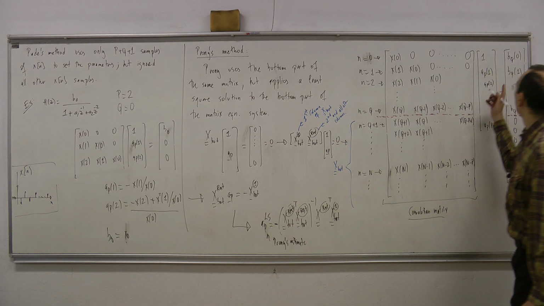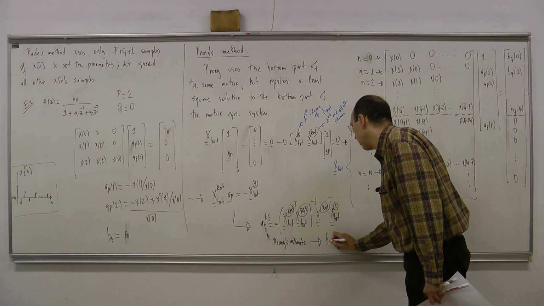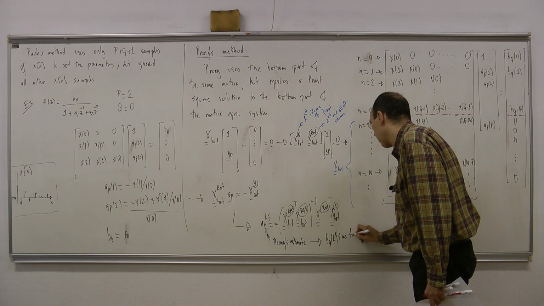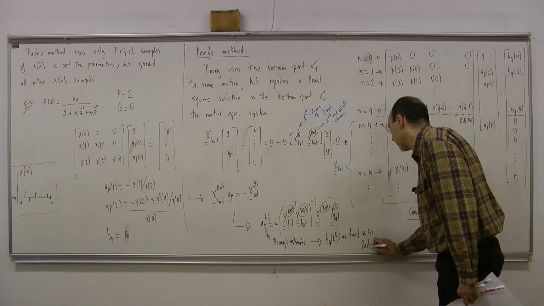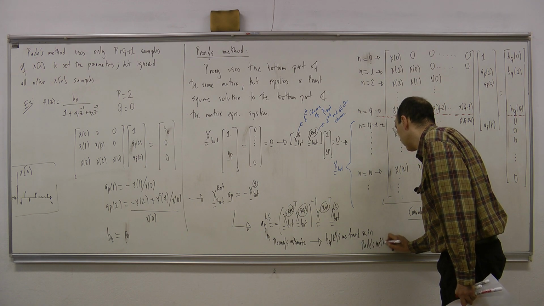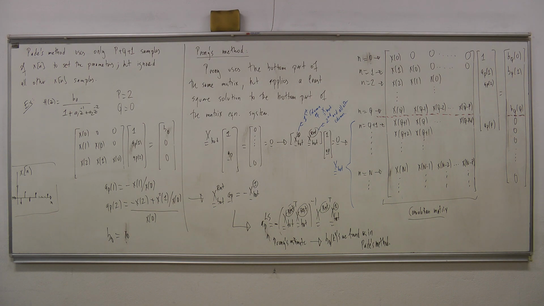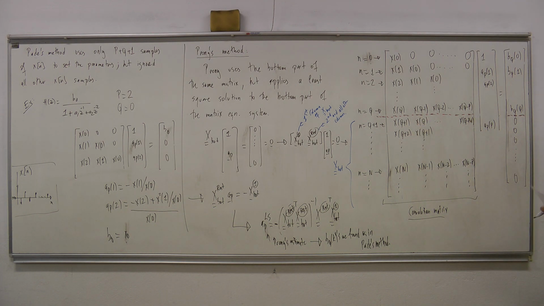And how do you find B's? BQ of K's are found as in Pade's method. So there is no change. There is not much change actually. So the only difference is that now I'm applying the least square solution for this bottom part. Very good.